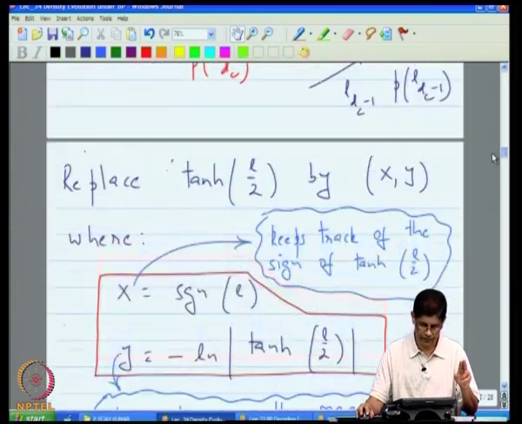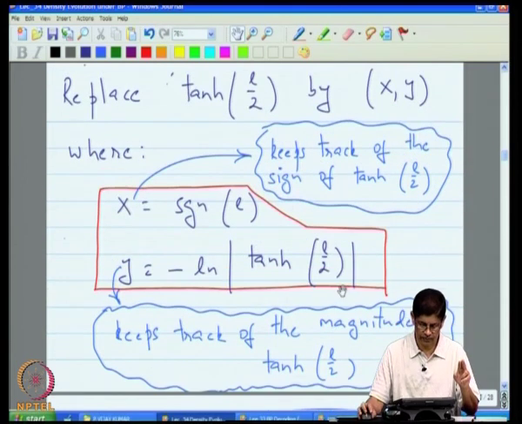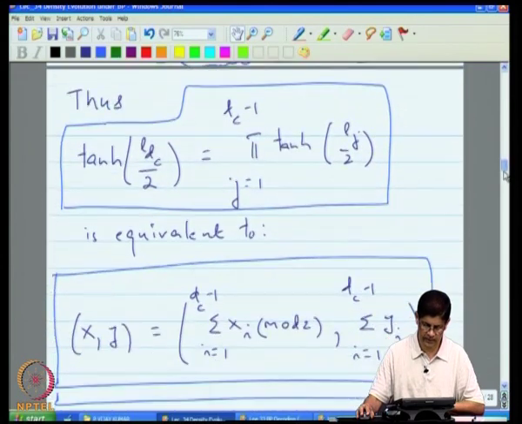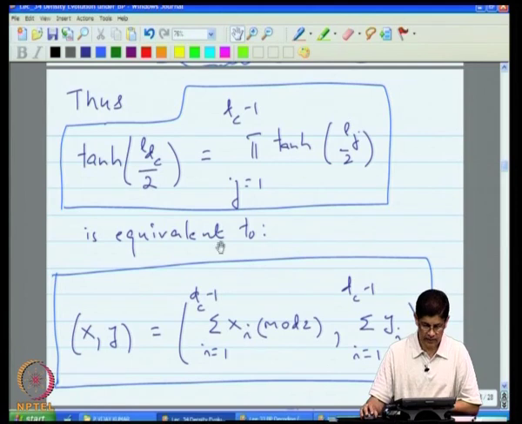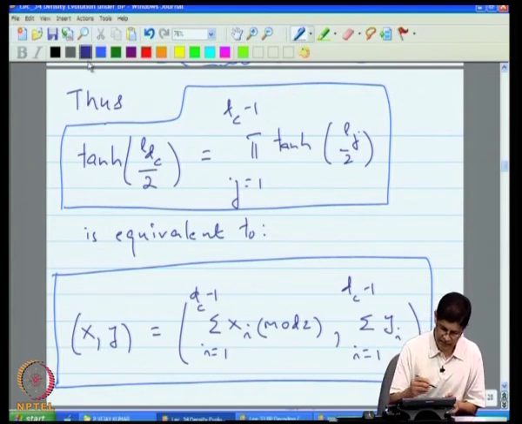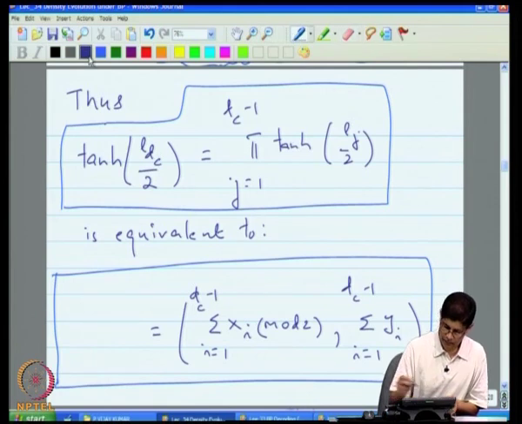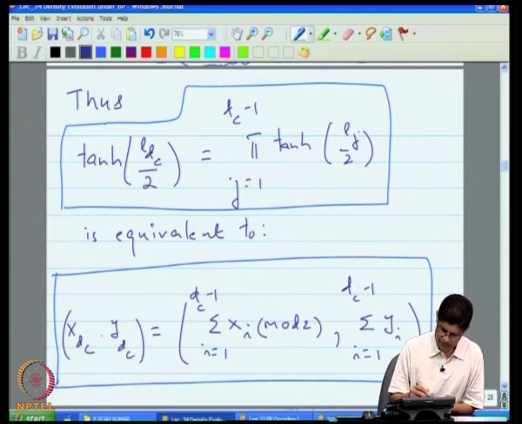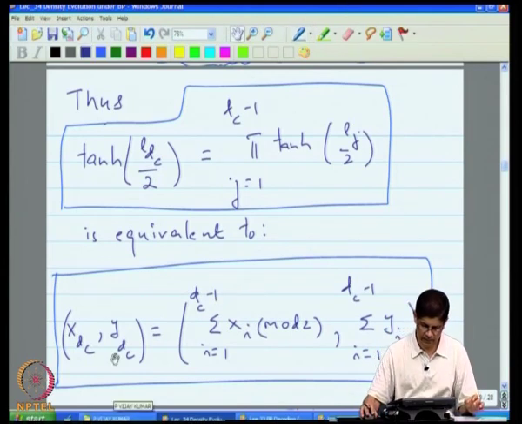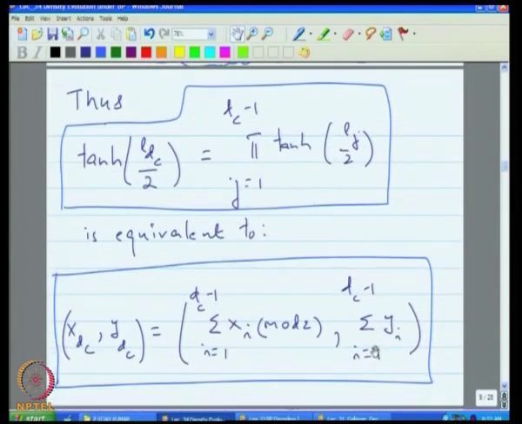Where x keeps track of the sign and y keeps track of the magnitude. So, then our original relationship in terms of the tan hyperbolic you can show simply reduces to saying that the sign at the output is, so this should be x_dc and y_dc. Let me correct that. This is x_dc, y_dc. So, the output x and y are related to the input x and y simply by summation. And that is not hard to see, because each of these is the log of the magnitude. Since the magnitudes are multiplied, the logs are added. So, that is why you have this relationship.